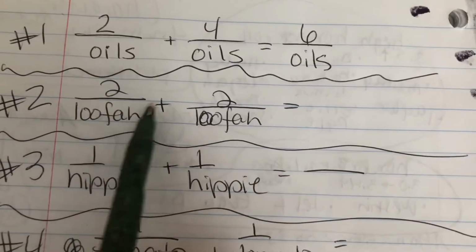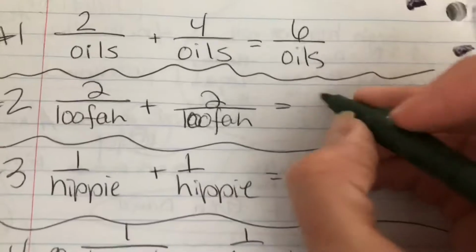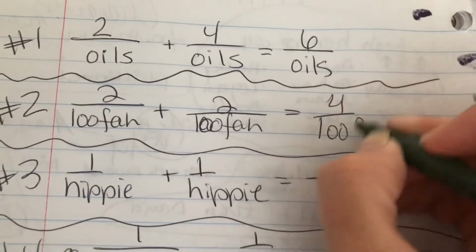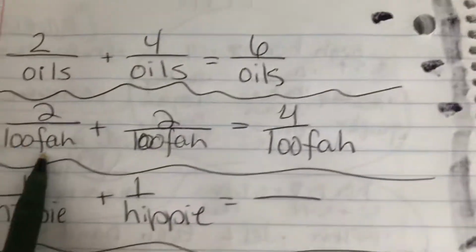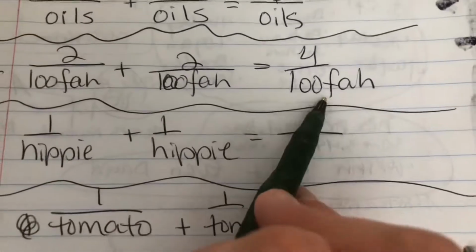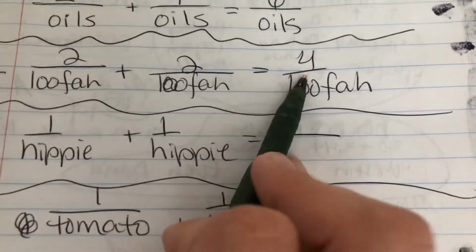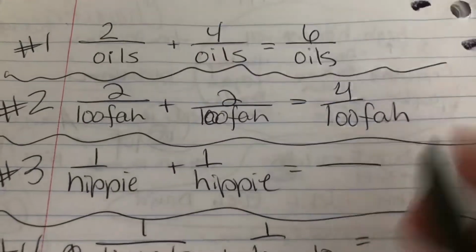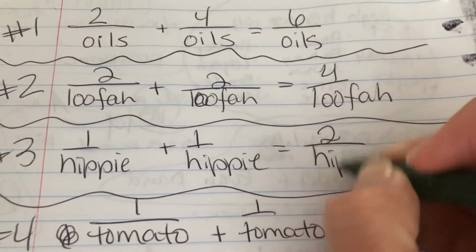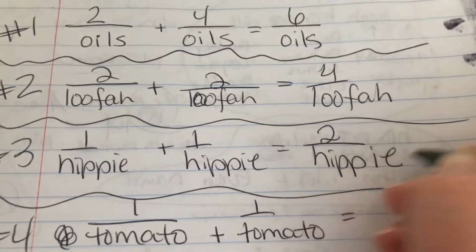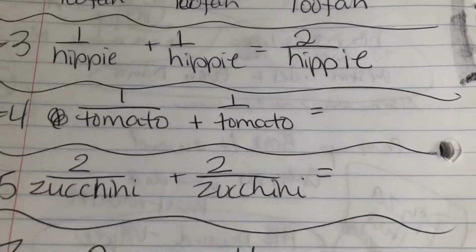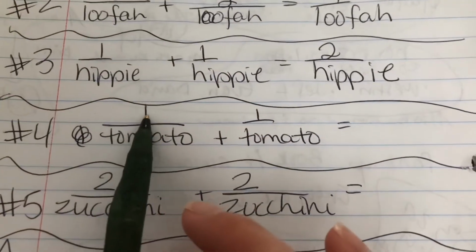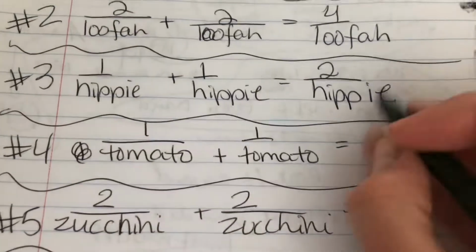If you have 2 loofah plus 2 loofah, you have 4 loofah. Okay, so if you already have matching denominators, you keep the denominator the same and you just add the numerators. Problem number 3 was 1 hippie plus 1 hippie equals 2 hippies, okay? All right. Then these next two, little Tessa did 1 tomato plus 1 tomato equals 2 tomatoes.